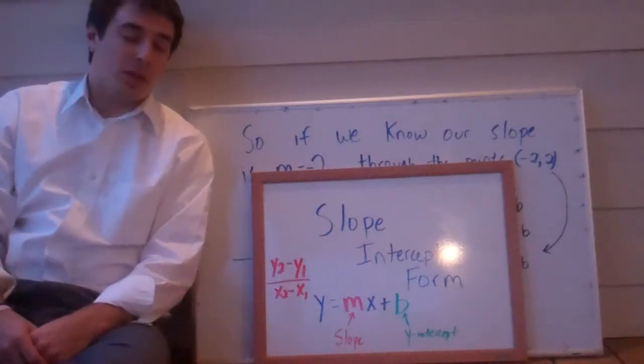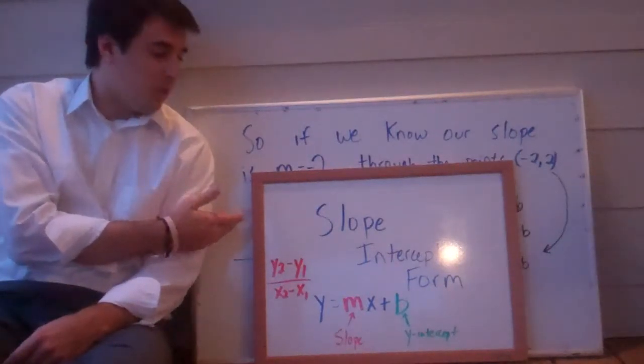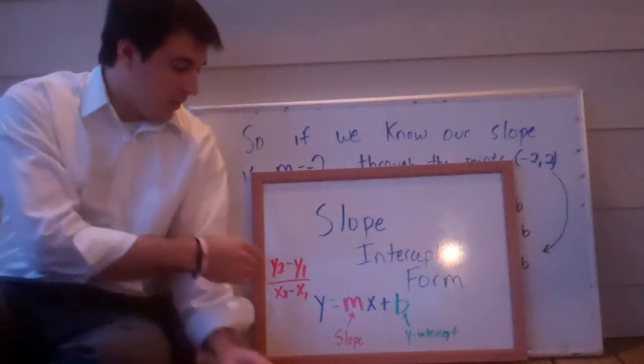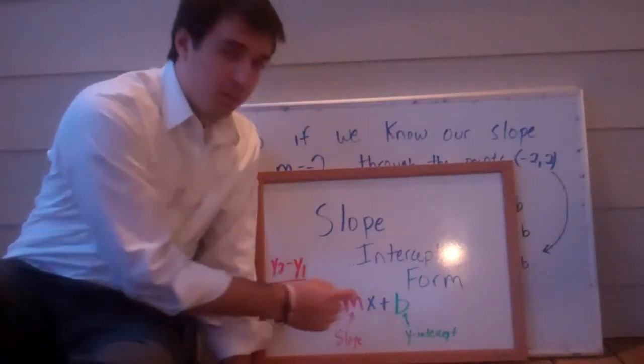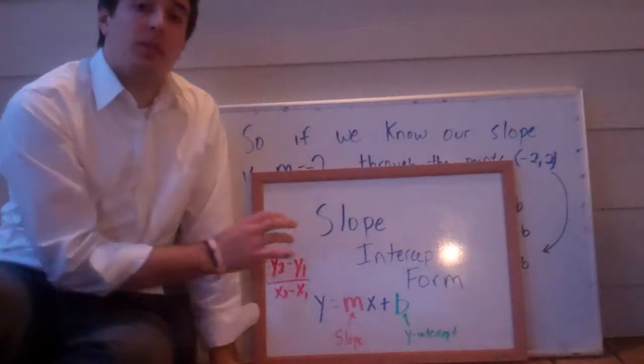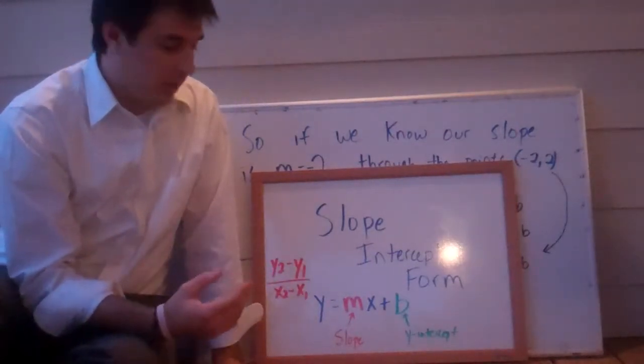Hello all. Today we are doing slope-intercept form, which remember, y equals mx plus b, where the m and the b represent things which we need to know before going into this.